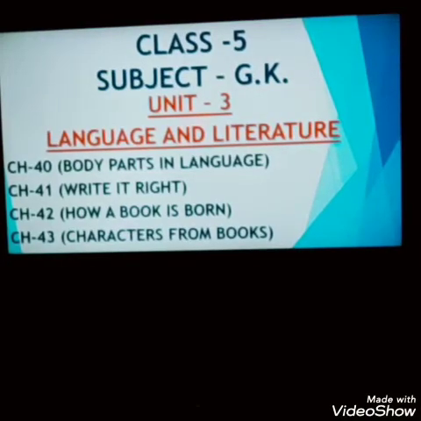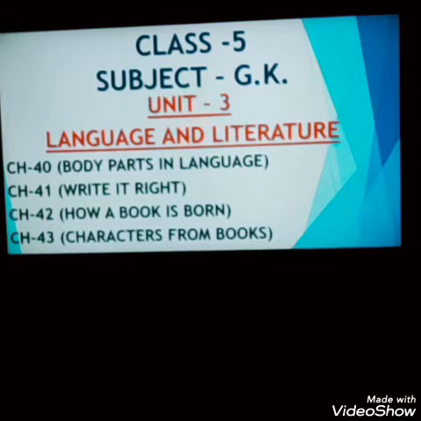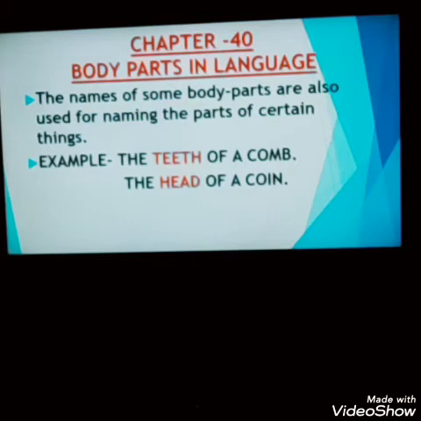So chapter number 40, body parts in language. Chapter number 41, write it right. Chapter number 42, how a book is born. And chapter number 43, characters from book. Let's continue with chapter number 40, body parts in language.